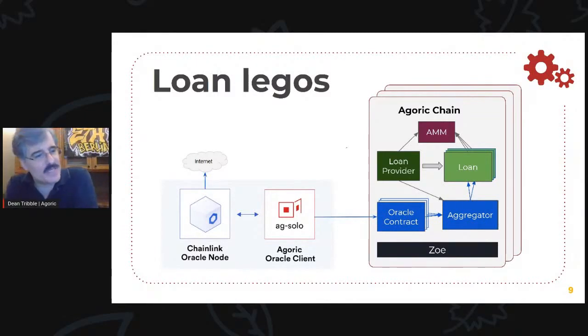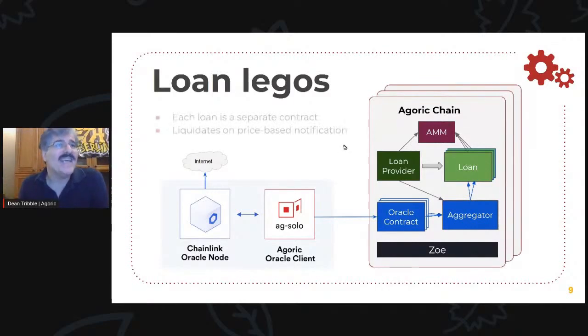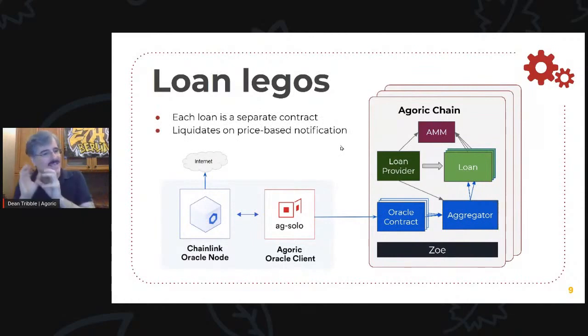And so we instantiate this loan contract with a reference to the particular aggregator, the particular price feed that the people that want the loan require, and a pointer to the AMM that we wanted to liquidate on. And so Kate will walk you through how liquidation works. What this loan is doing is signing up. Each loan contract is a separate contract, and it's signing up to liquidate on a price-based notification.